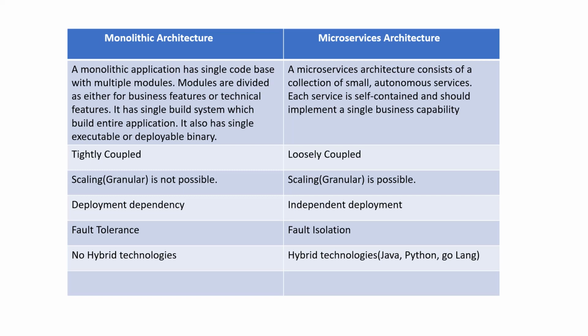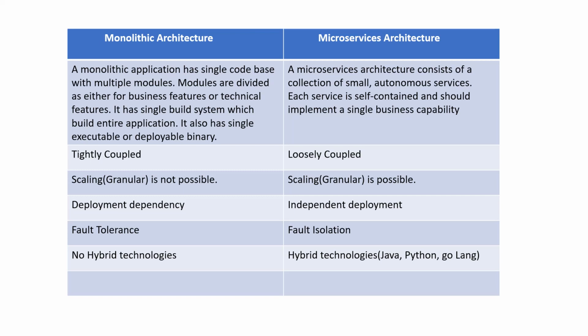And the next point is fault tolerance. If any of the functionality has an issue, the whole application will be down. Whereas in microservice architecture, if one microservice out of 5 microservices, as I told before, is going to have a problem, the entire application is not going to go down. Only that particular microservice needs to be addressed, or it's going to have a downtime.